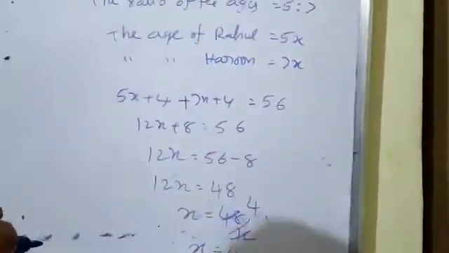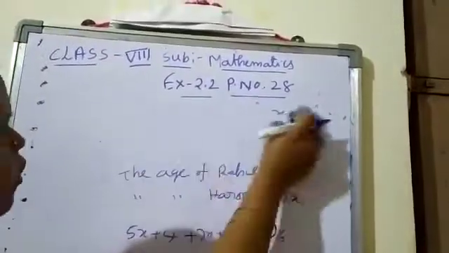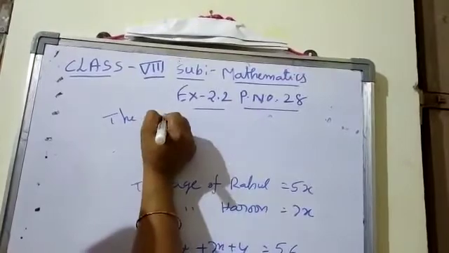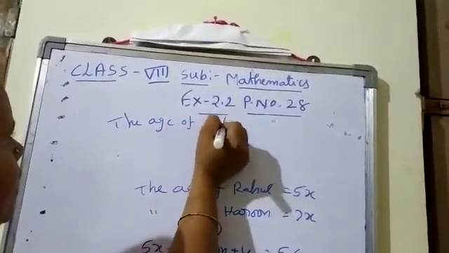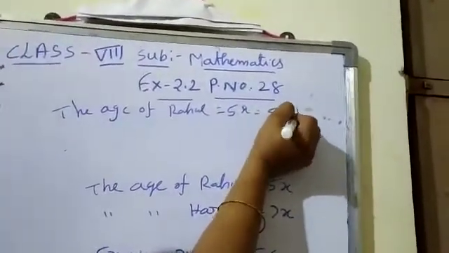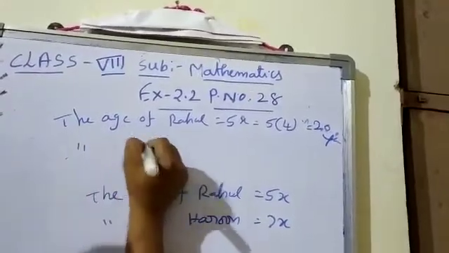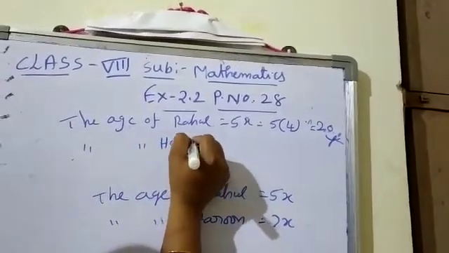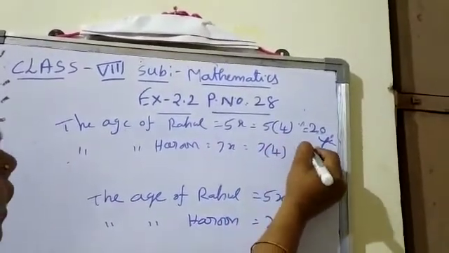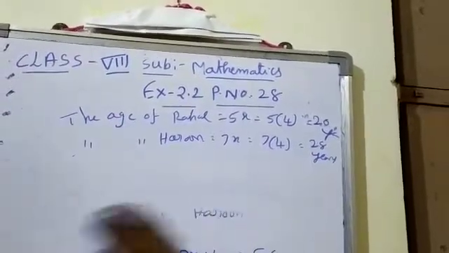The question is asking, what are their ages? The age of Rahul is equal to 5x is equal to 5 into 4 is equal to 20 years. So the age of Heron is equal to 7x is equal to 7 into 4 is equal to 28 years.